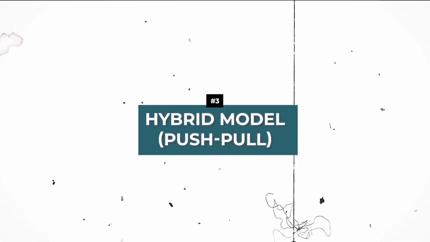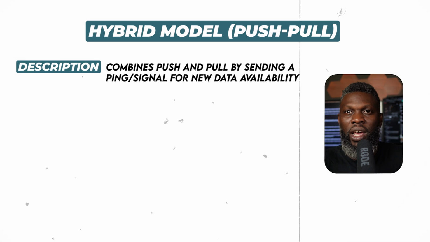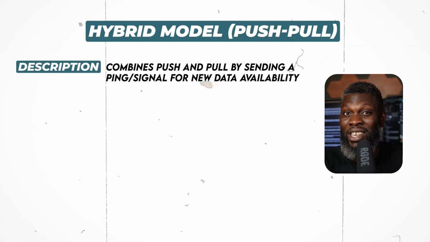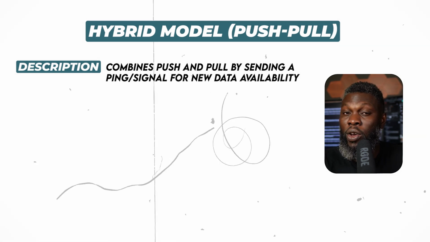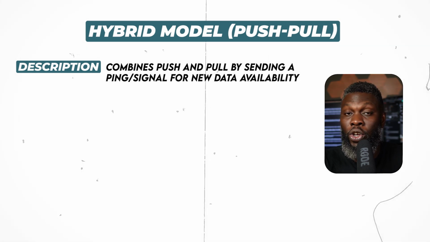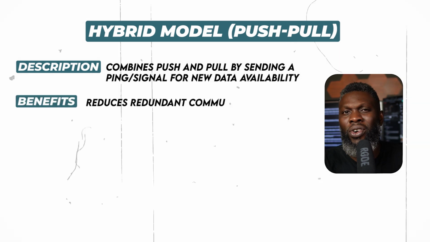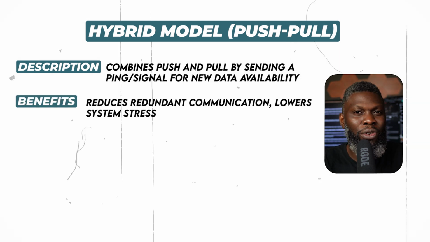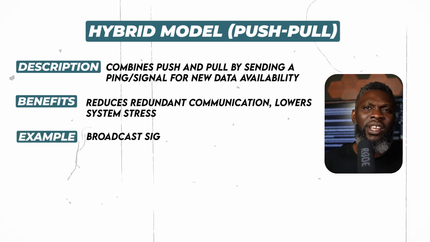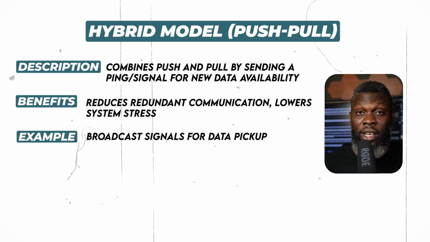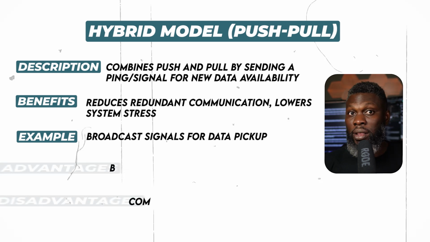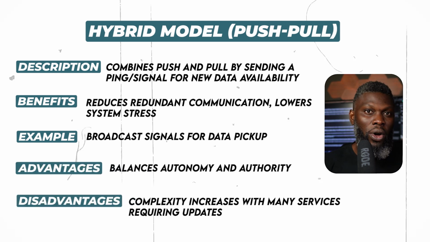You know what? There's a third option, which is the combination of push and pull. It's called the push to pull model. Here's how it works. Instead of constantly pushing data or having services repeatedly ask for updates, you send a ping or signal to let the service know that there's something new available. This way, the services can then pull data only when they are ready. This reduces the unnecessary back and forth communication and reduces the stress on your services. Think of it as sending out a broadcast that says, hey, there is new data available, and letting the interested services come pick up what they want when they are free. This hybrid approach offers the best of both worlds, autonomy and authority, without overwhelming your services and systems.